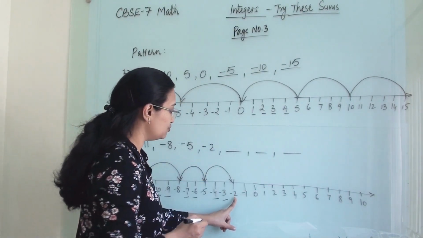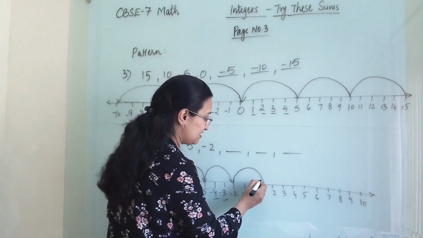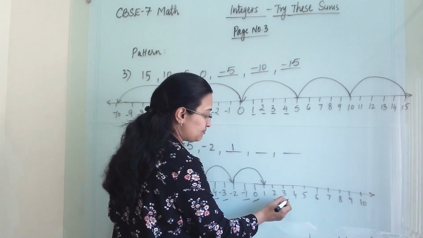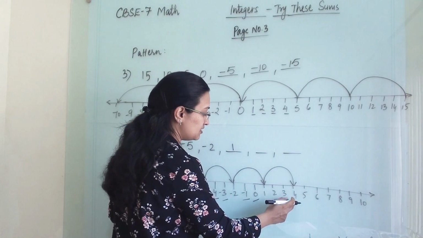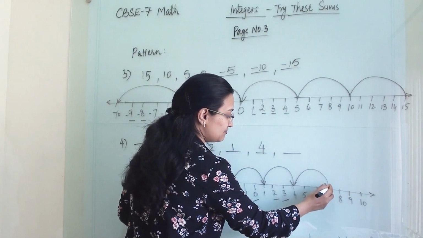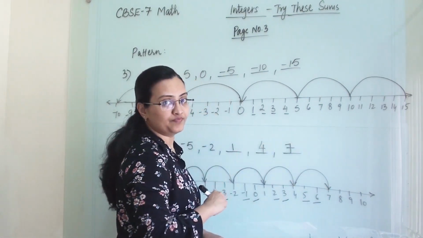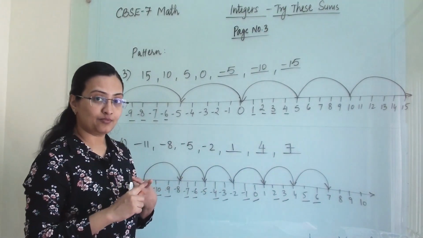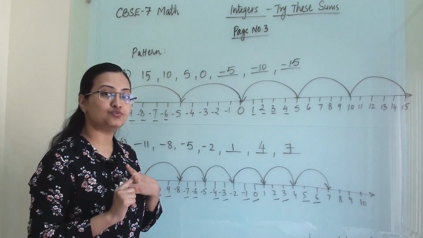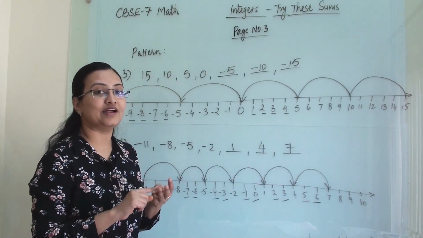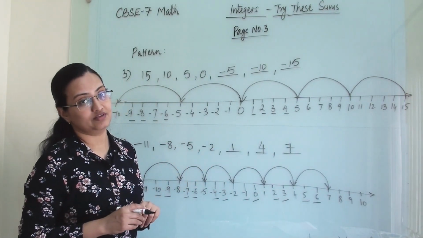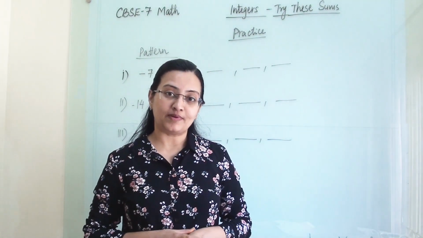After minus 2, we again skip 2 more numbers and we get 1. After 1, we skip 2 more numbers and we get 4. After 4, again we skip 2 more numbers and we get 7. That is how you identify a pattern. First, see whether it is addition or subtraction. Second, how many numbers we have skipped in between. And very important, which direction it is going, towards the right hand side or towards the left hand side. Hope you have understood the concept of pattern well.